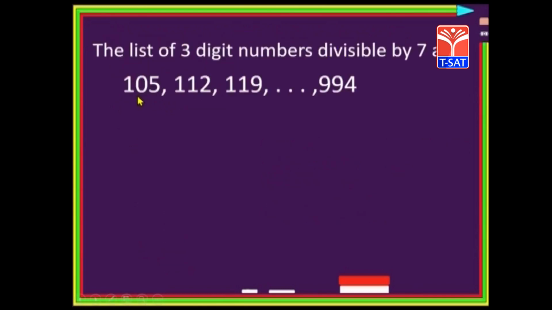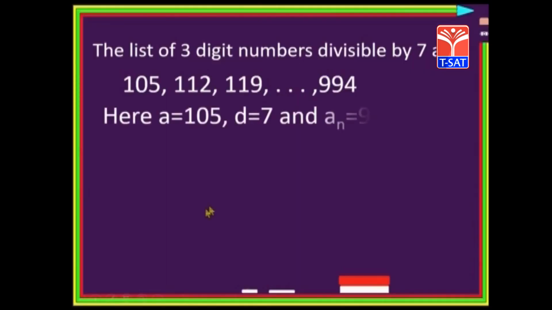Smallest number is 105 and largest number is 994. By adding 7 to each term, we will get the progression. So, the first term is 105. If we add 7, then we will get 112, then 119, and so on up to 994. These are the 3-digit numbers which are divisible by 7. Now, our aim is to find how many 3-digit numbers are there which are divisible by 7.